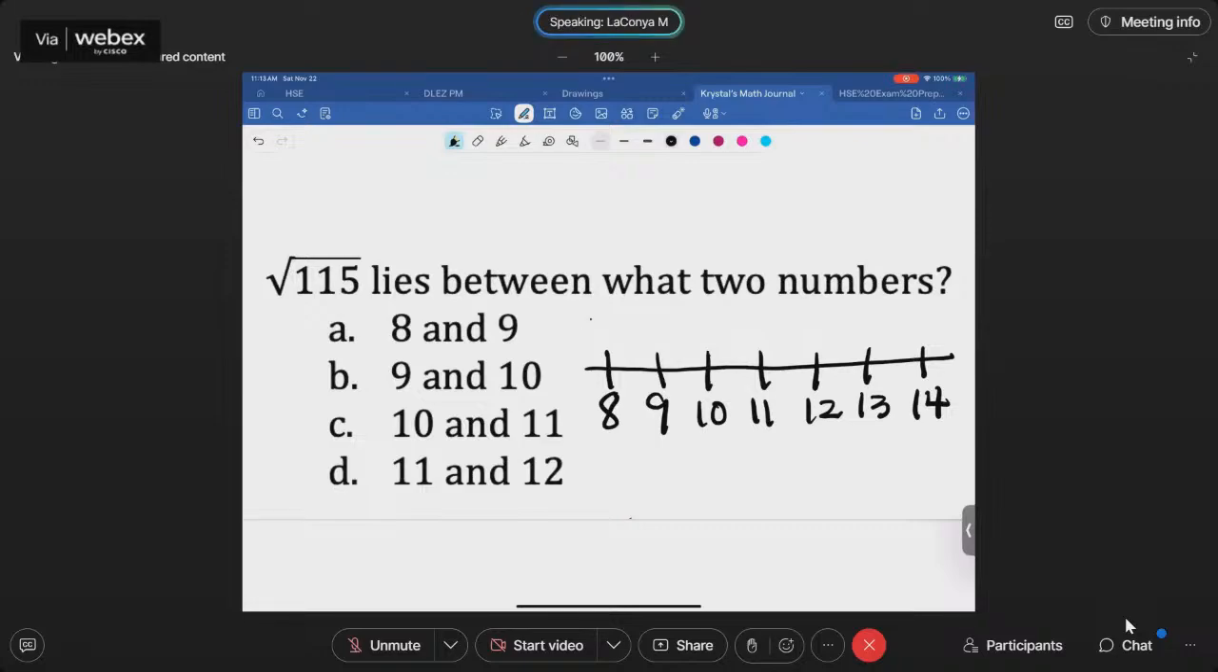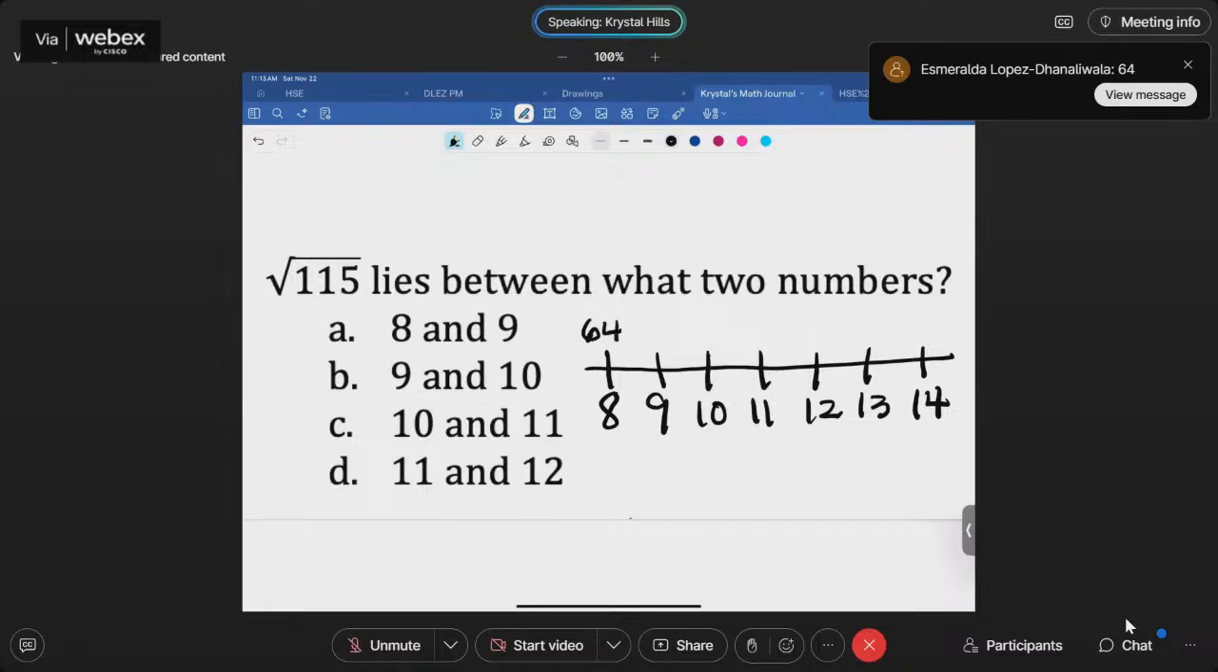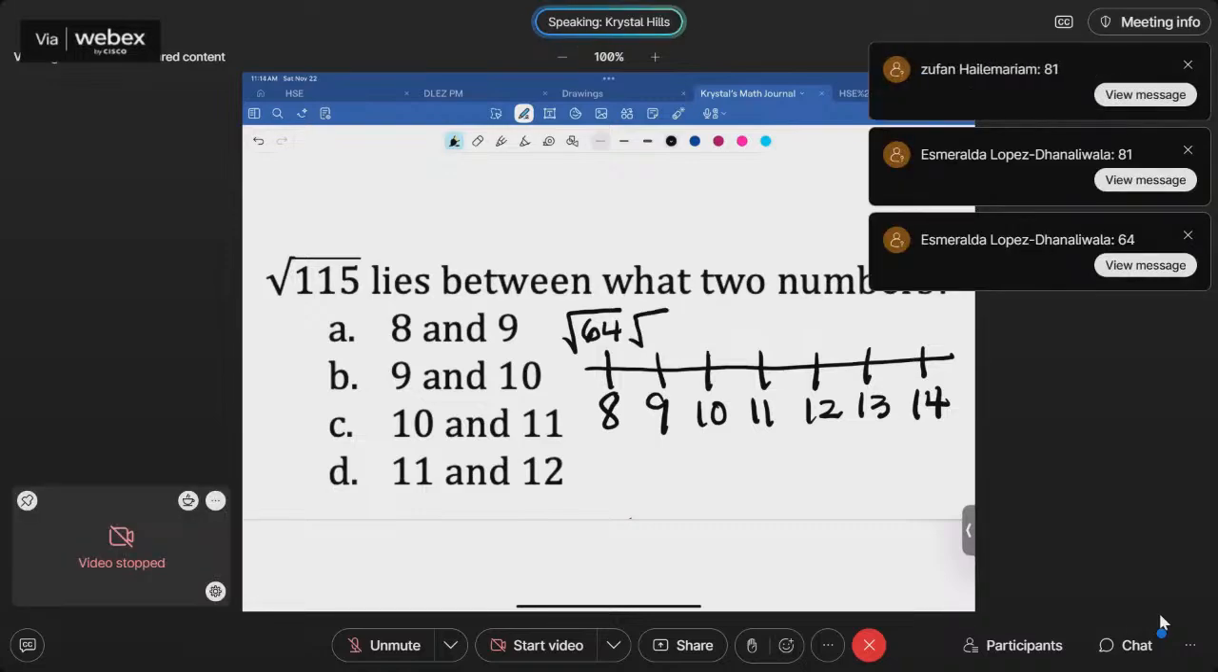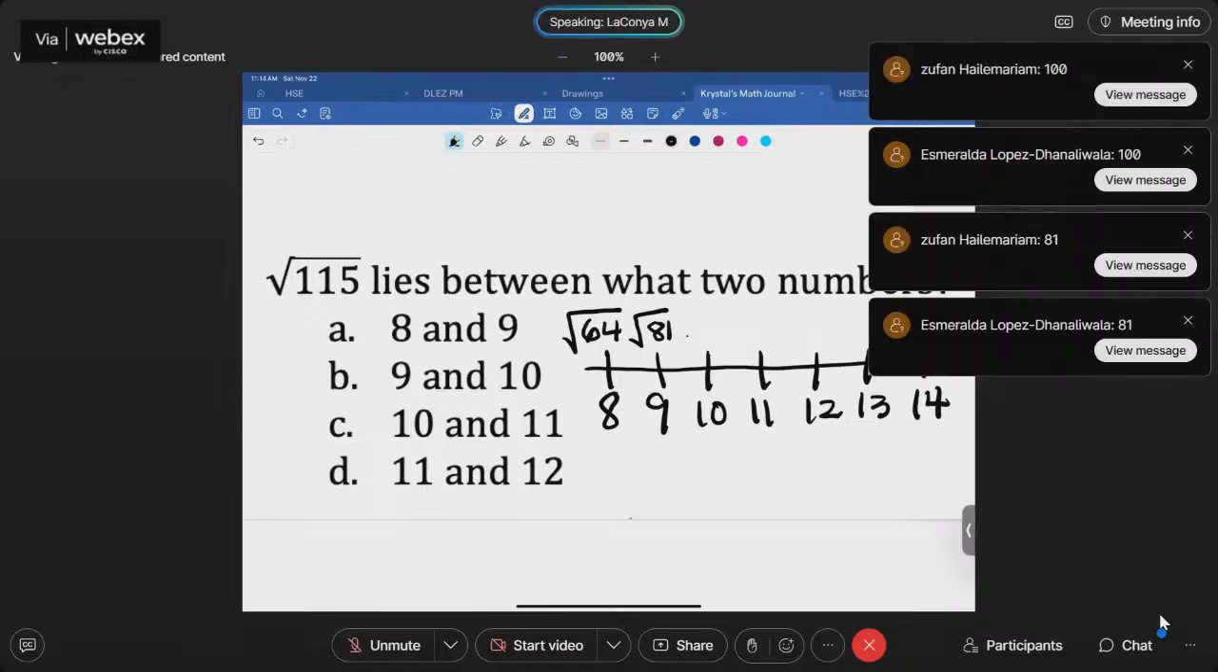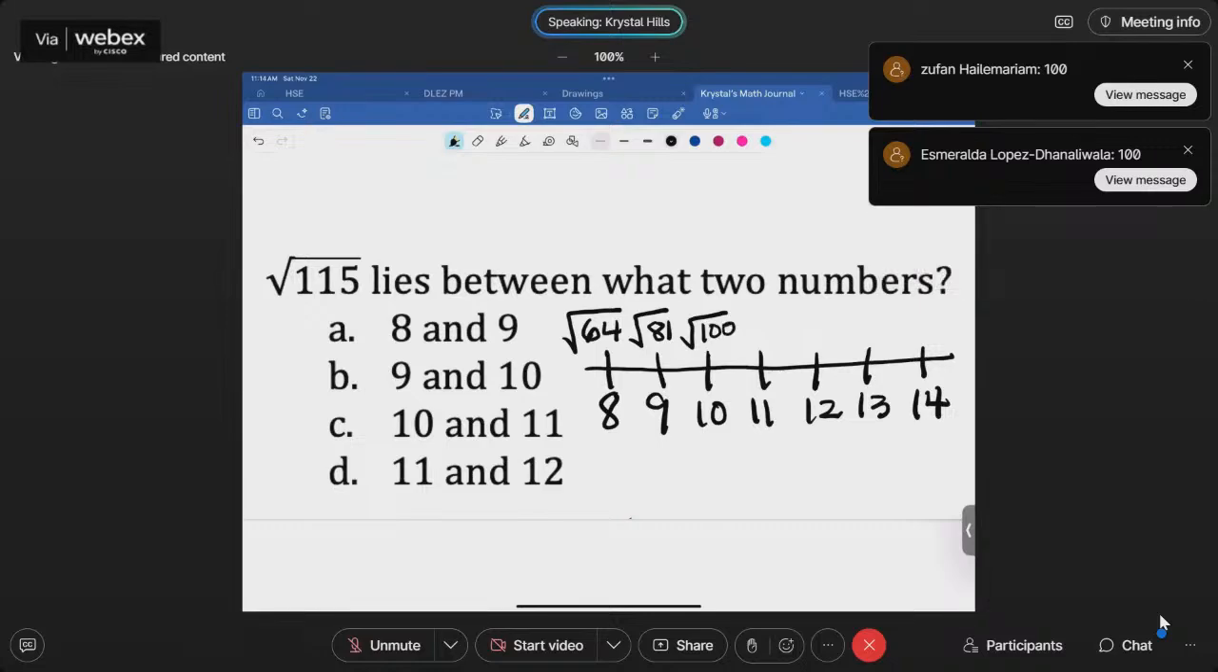64. Therefore, the square root of 64 is 8. What is 9 times 9? 81. Square root of 81 is 9. What is 10 times 10? 100. Square root of 100 is 10.